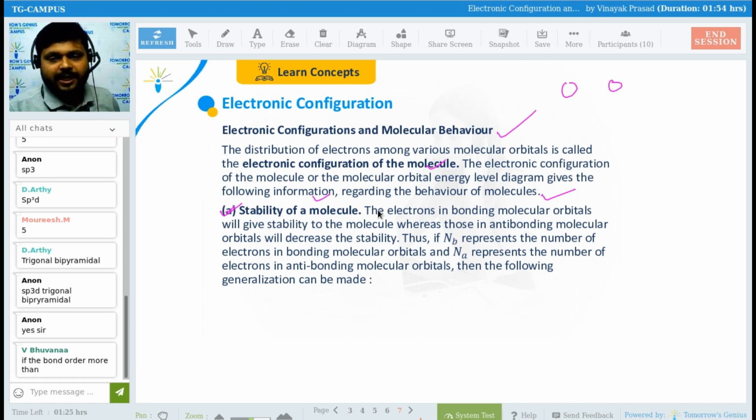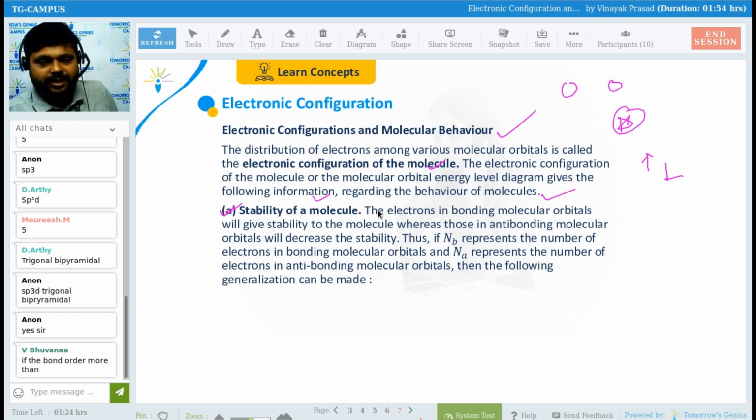See, stability of a molecule. The electrons in bonding molecular orbitals will give stability to the molecule, whereas those in anti-bonding molecular orbitals will decrease the stability. This is a very important point, so please make a note of this. In bonding, electrons give stability; in anti-bonding, they decrease the stability.